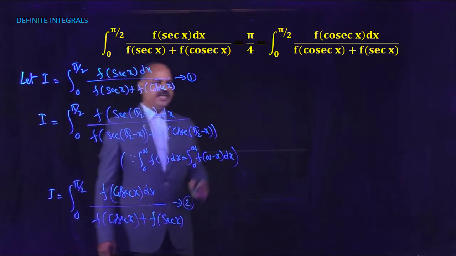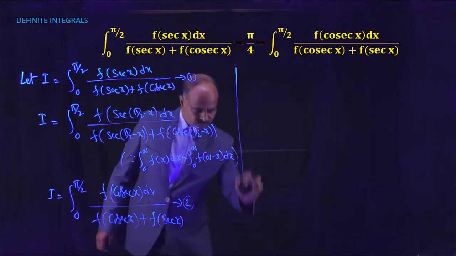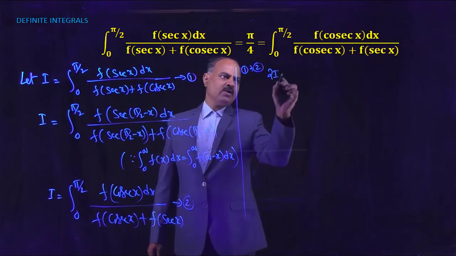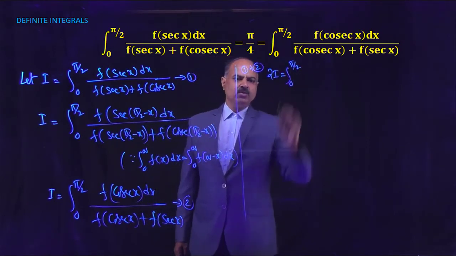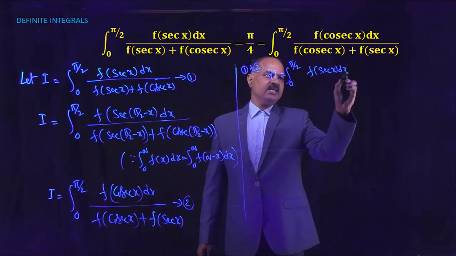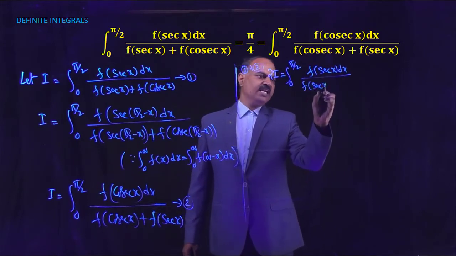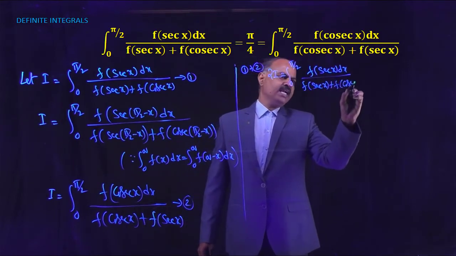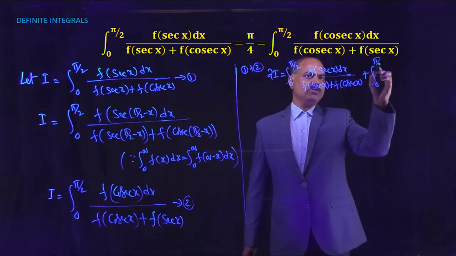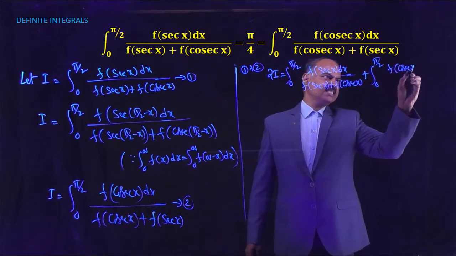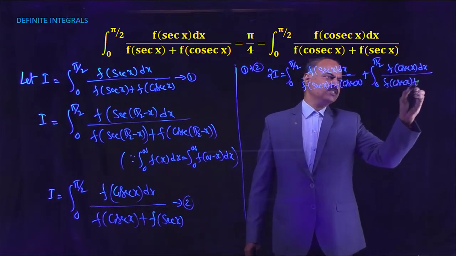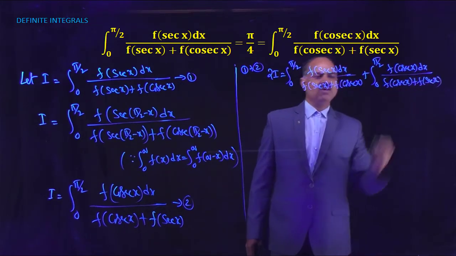Now adding 1 and 2, 2I is equal to integral 0 to pi by 2 of f of secant x dx by (f of secant x plus f of cosecant x) plus integral 0 to pi by 2 of f of cosecant x dx by (f of cosecant x plus f of secant x).